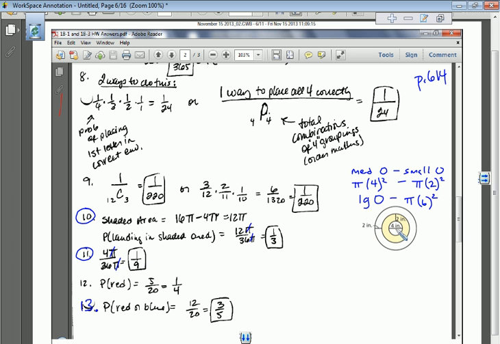Okay, so for number 10, the two numbers you're dividing are the area of the medium circle over the large circle, take away that part. That gives us just the shaded region. Okay?